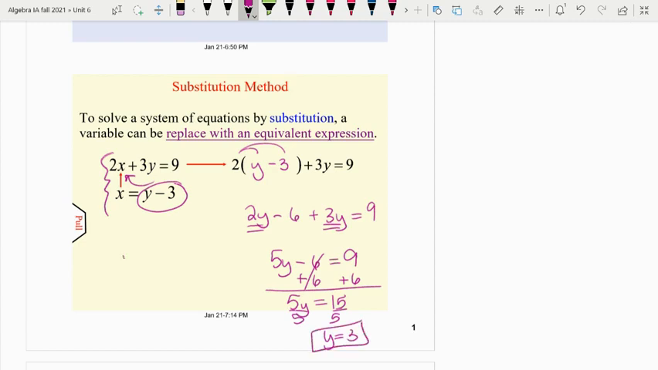Then we go back and we have what x equals. x equals y minus 3. So x will equal 3 minus 3 because my y is 3. So x equals 0. My solution then is 0, 3.